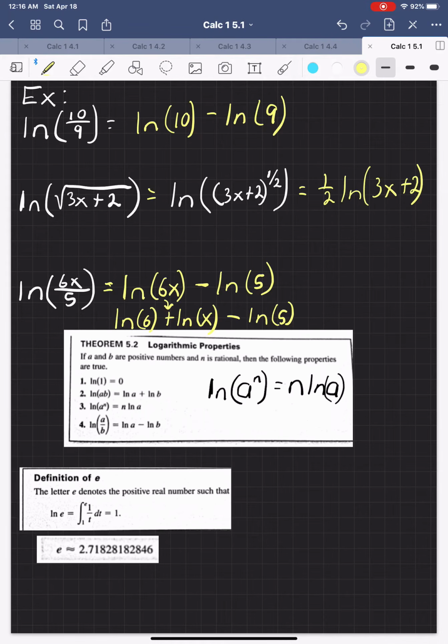Okay. Now, let's discuss e, base e, the number e, for just a quick second here. Oh, I'll tell you what, let me do it this way.